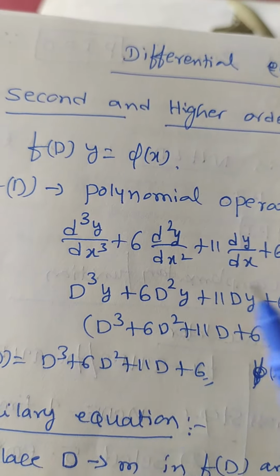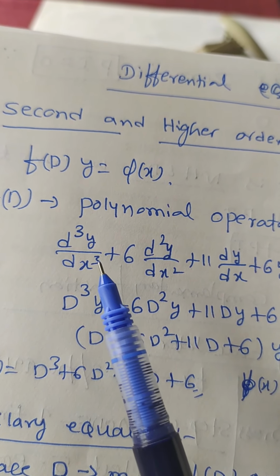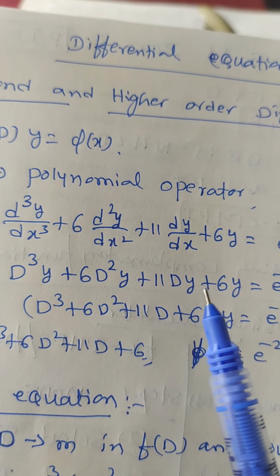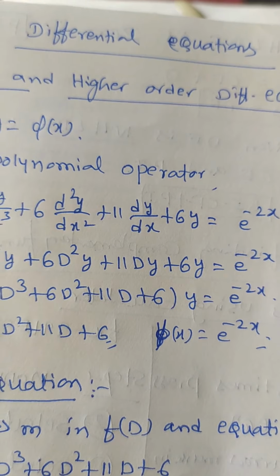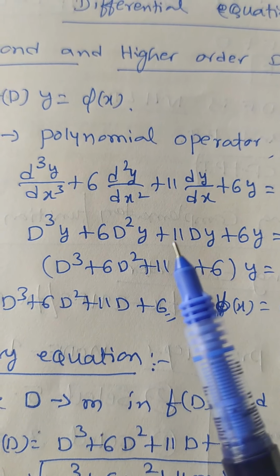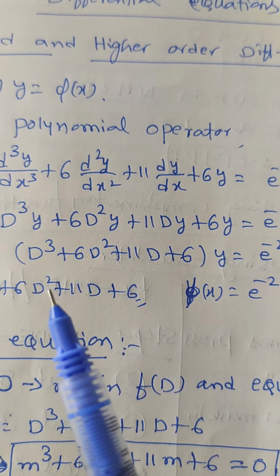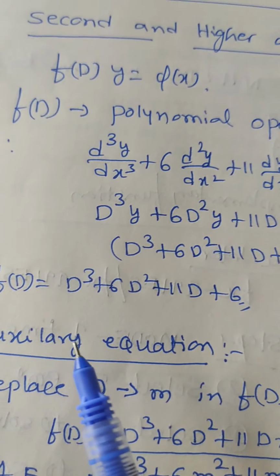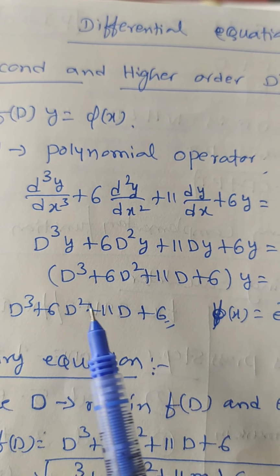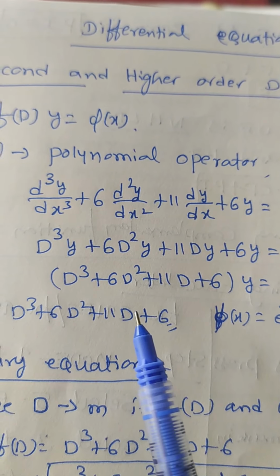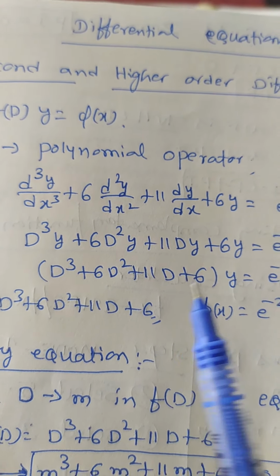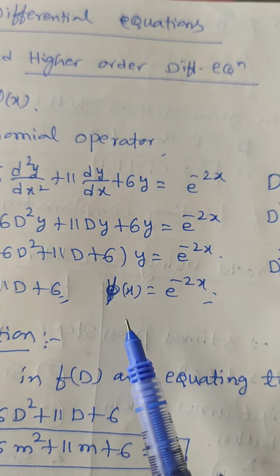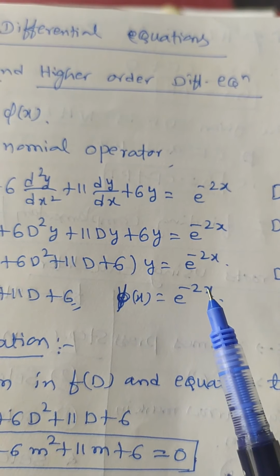Okay. By using the differential operators, the third order differential equation can be written as D cube y plus 6D square y plus 11D y plus 6y is equal to e power minus 2x. By taking y common, we can write it as D cube plus 6D square plus 11D plus 6, into y, is equal to e power minus 2x. Here the polynomial operator f of D is D cube plus 6D square plus 11D plus 6 and phi of x is e power minus 2x. Okay.